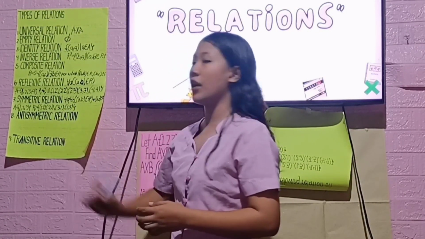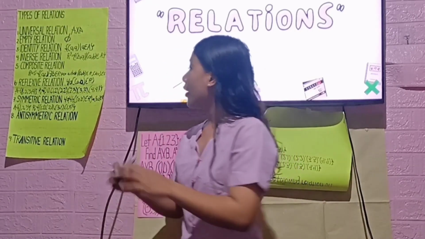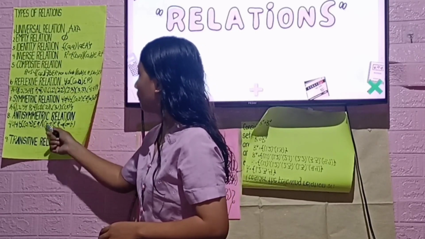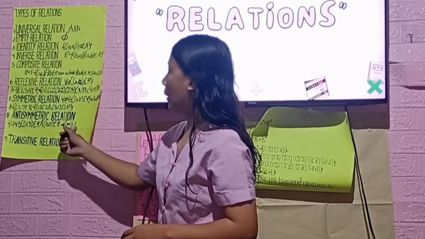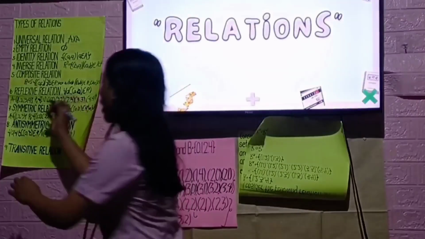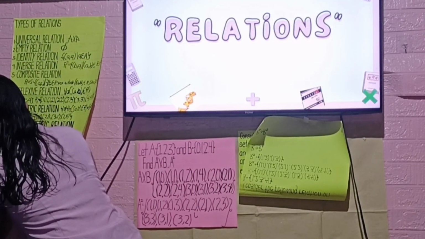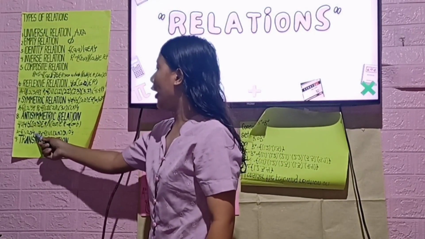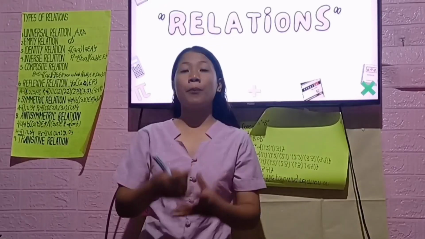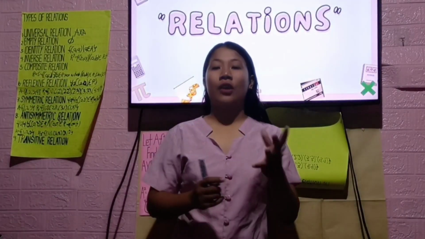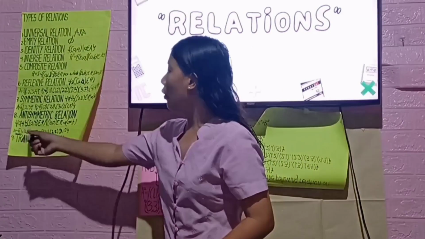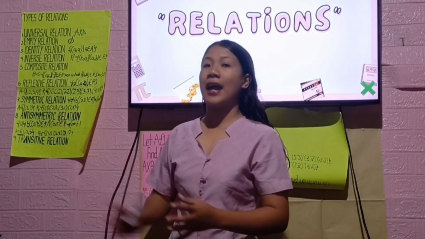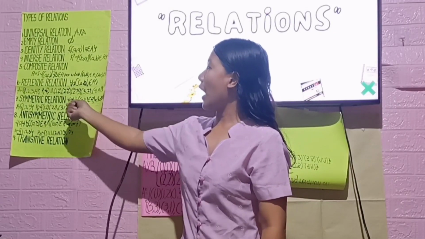Let's proceed to the antisymmetric relation. A relation R on set A is called antisymmetric if for all A, for all B, A, B is an element of R and B, A is an element of R implies A is equal to B. So let's have an example. In our set A, which consists of the elements 1, 2, 3, R2 consists of these ordered pairs: 1, 1, 2, 2, 3, 1. Every ordered pair here in an antisymmetric relation must have no inverse, for example 1, 1, 2, 2, and 3, 1. If 3, 1 had an inverse 1, 3, then it would not be an antisymmetric relation; it would be asymmetric.